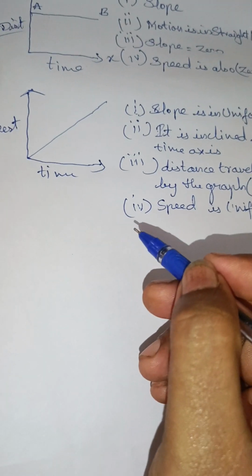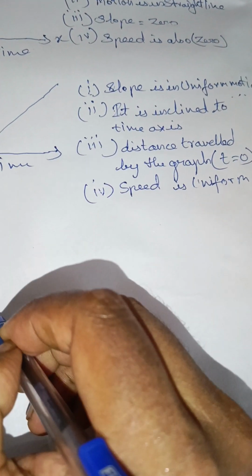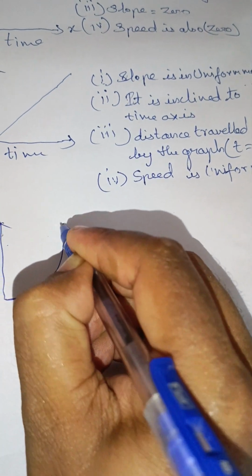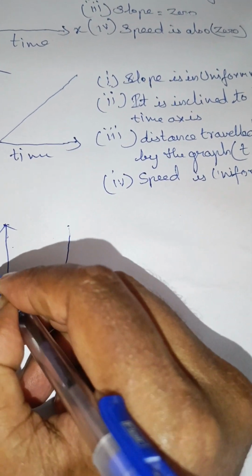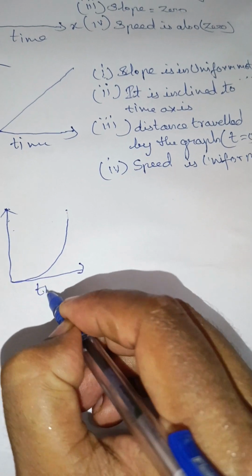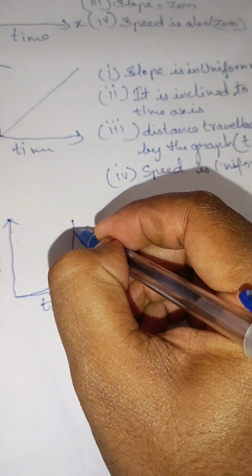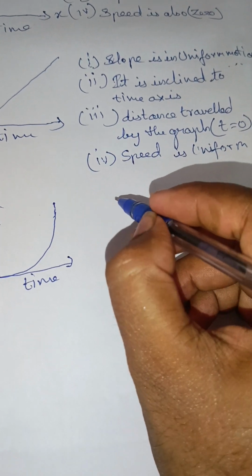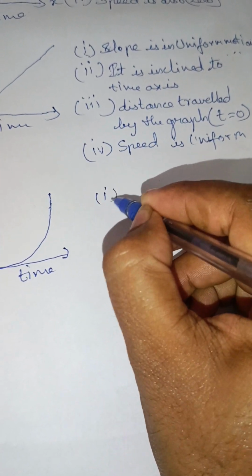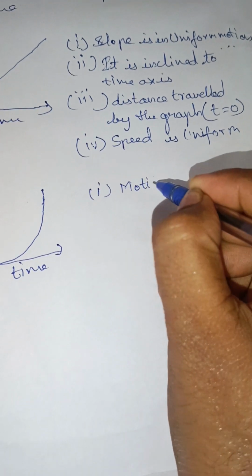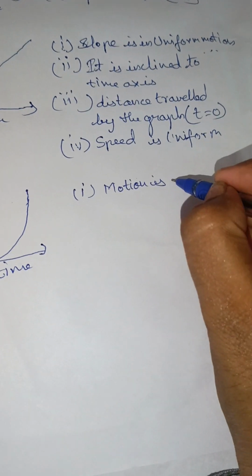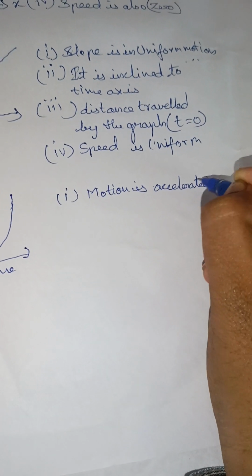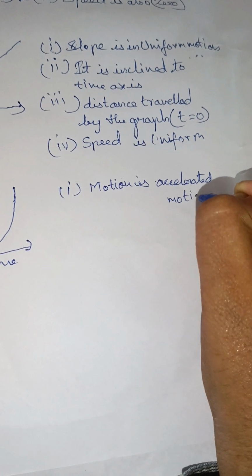Next, the very next graph we are going to draw. As you can see, here the graph is in an increasing state of motion. The y-axis will be distance and the x-axis will be time, so we are considering the distance time graph. Since the motion is constantly accelerated motion, point number 1, you have to write that it is accelerated motion.